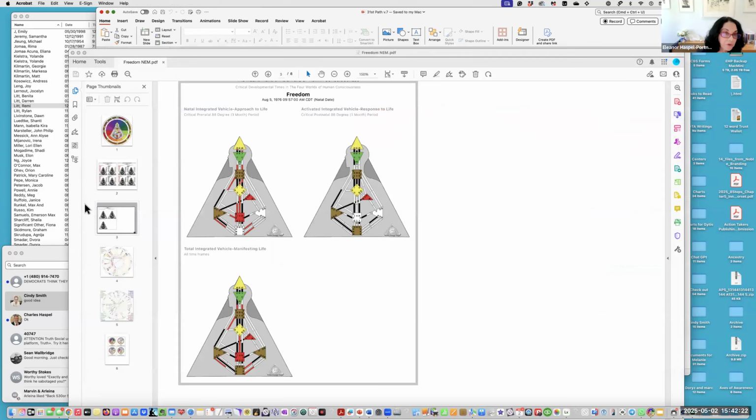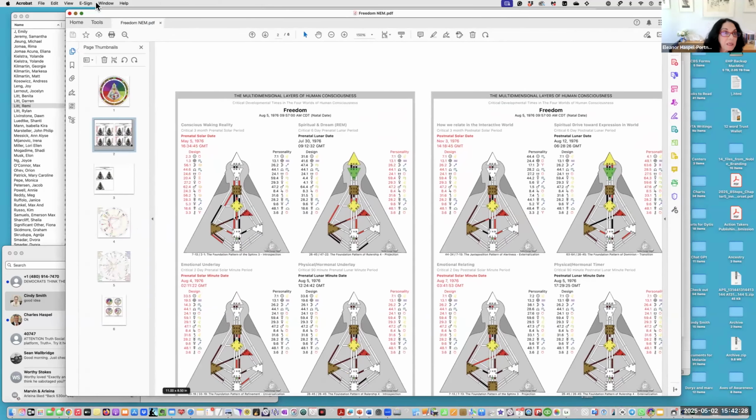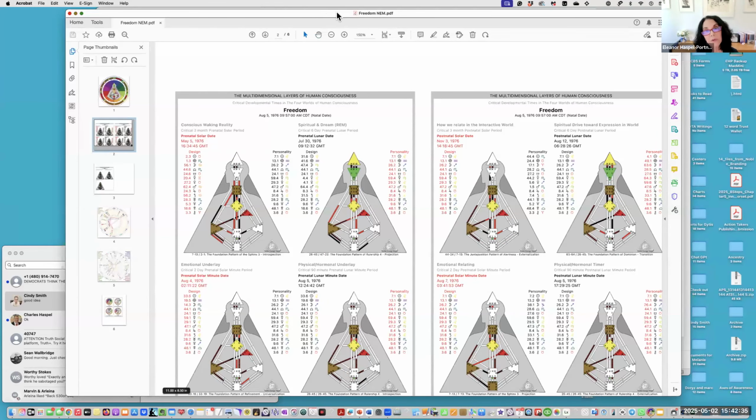But in terms of your chart, what's really important in this for you to understand, let me hide this. It's a Noble Energy Map program. My son made me the program.